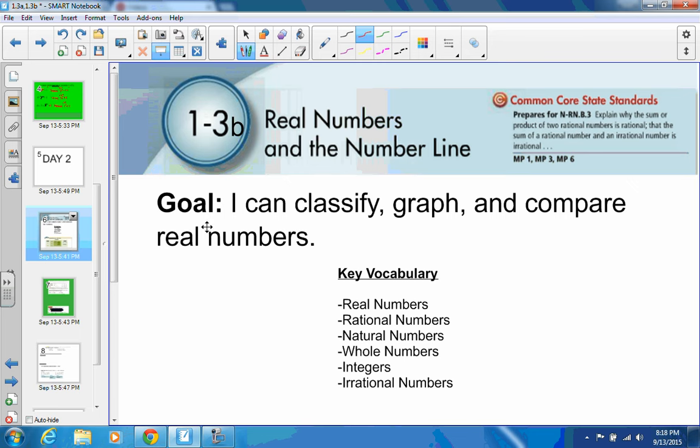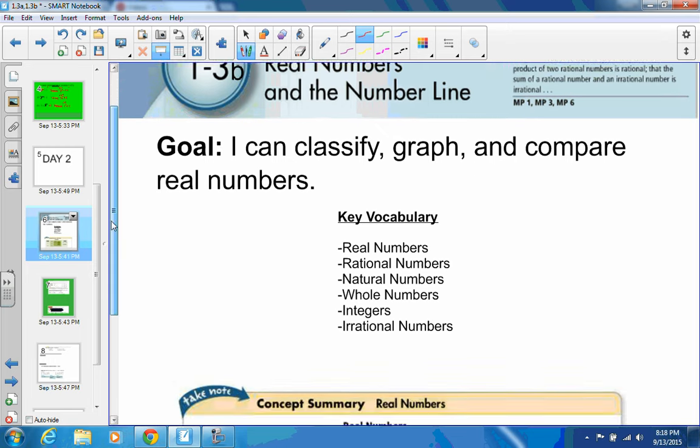So here's the goal that I want to have. You should have written down in your binder on the goal sheet: I can classify, graph, and compare real numbers. So it is three things in one. We'll try to get through it as fast as we can.